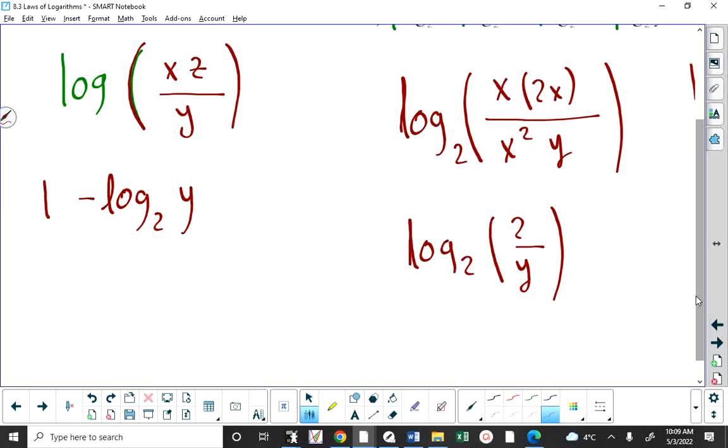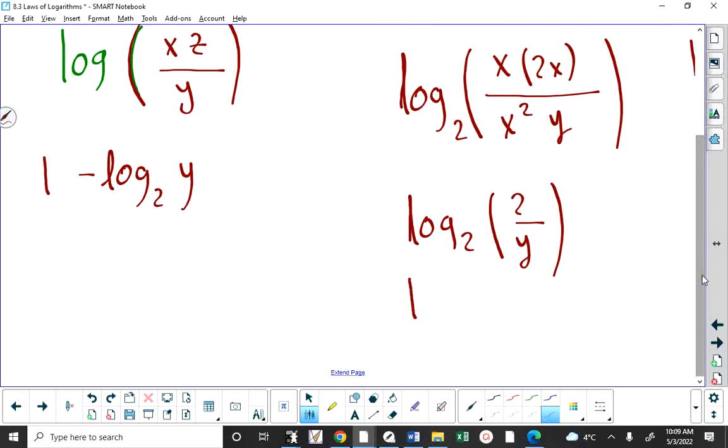The reason it's 1 minus log base 2 of y is now that I've gotten rid of the x's, I can put this back as separate logarithms. And log base 2 of 2 is 1. So log base 2 of 2 over y is log base 2 of 2 minus log base 2 of y because of the quotient law. But log base 2 of 2 is the exponent to which you raise 2 to get 2, which is 1.